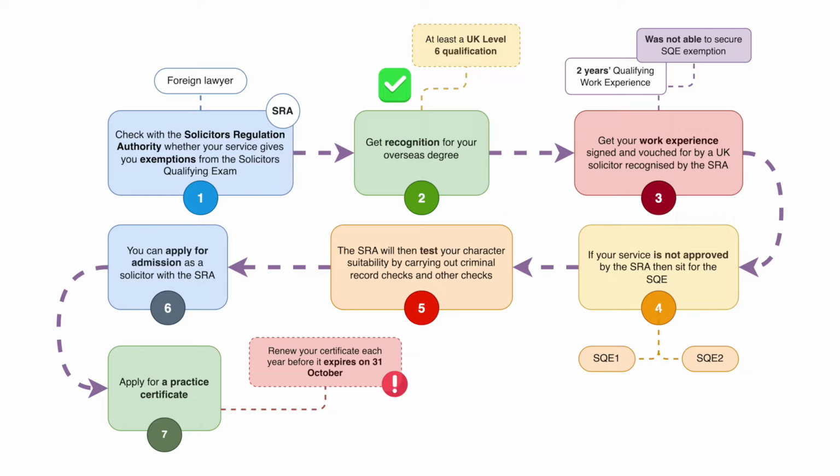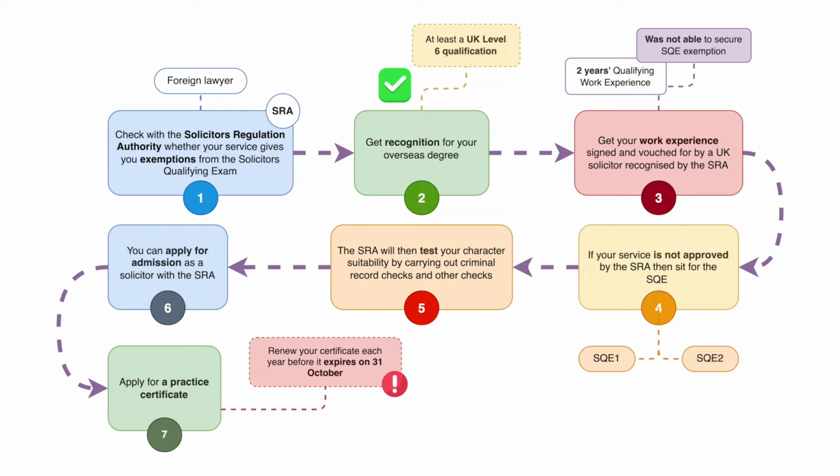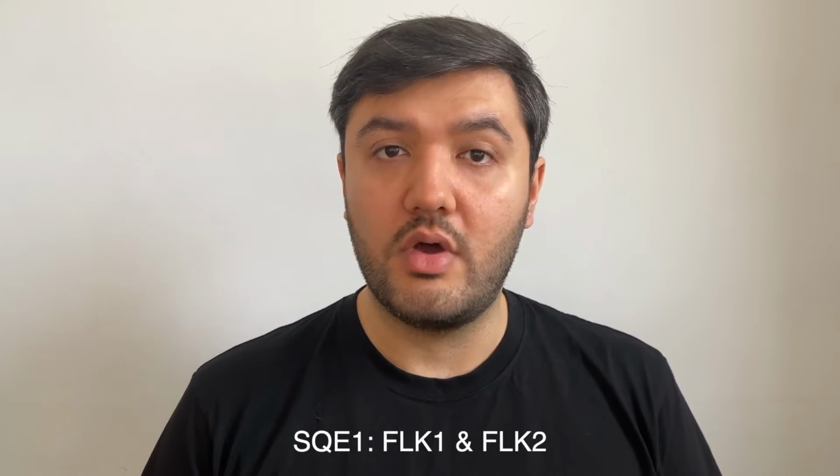Step 4. Sit for the SQE exam. If the service you want to offer as a foreign lawyer or registered foreign lawyer is not approved by the SRA, then sit for the Solicitors Qualifying Examination. SQE 1 and SQE 2 are the same as taken by UK solicitors locally. They are a single, final, centralized qualification exam. SQE 1 consists of 2 parts, Functioning Legal Knowledge 1 and Functioning Legal Knowledge 2. There are 360 multiple choice questions covering 12 practice areas. It is a 2-day exam with day 1 focusing on FLK 1 and day 2 focusing on FLK 2. SQE 2 consists of written and oral assessments.